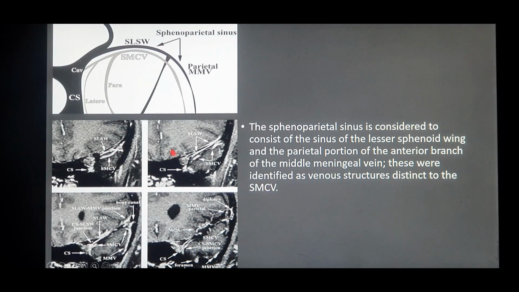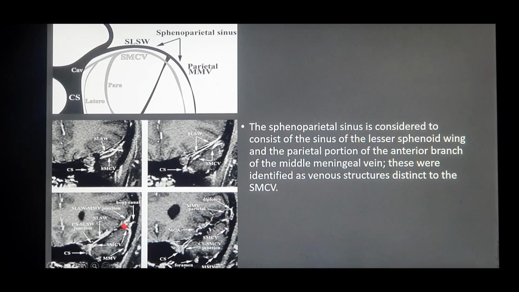If you go for an MR venography, you can see that's the superficial middle cerebral vein, which has no connection whatsoever with the sphenoparietal sinus over there. Okay. So that's the cavernous sinus, that's the middle meningeal vein, that's the superficial middle cerebral vein, and that's the sinus of the lesser wing of sphenoid.